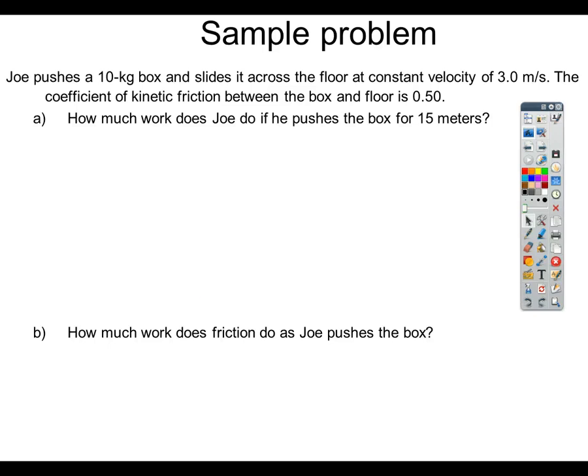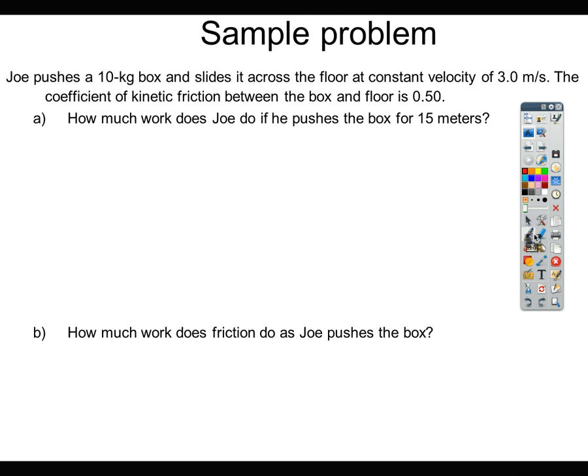This is Work and Energy Notes Section 4, and we're on the next problem. This says Joe pushes a 10-kilogram box and it slides across the floor at a constant velocity, 3 meters per second. The coefficient of kinetic friction, so now we know we have friction here, between the box and the floor is 0.5. We're going to add a lot of things that we learned in the last unit.